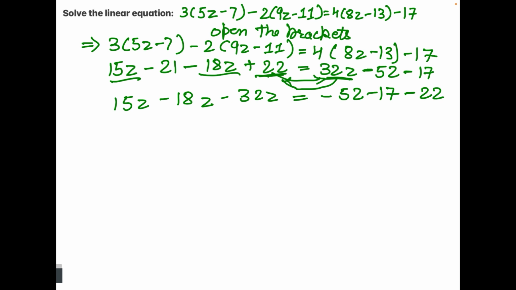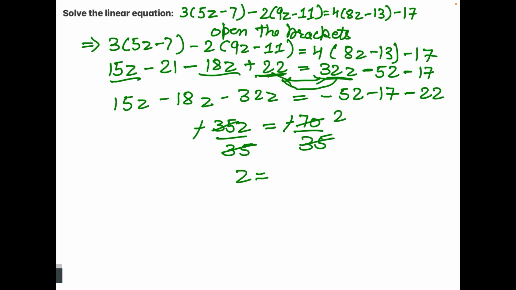So when we solve it, the answer is minus 35z is equal to minus 70. We will divide both sides by 35. 35 cancelled out, and the negative signs also get cancelled out, and the value of z becomes, we will simplify this, and the value of z is 2. Z is equal to 2.